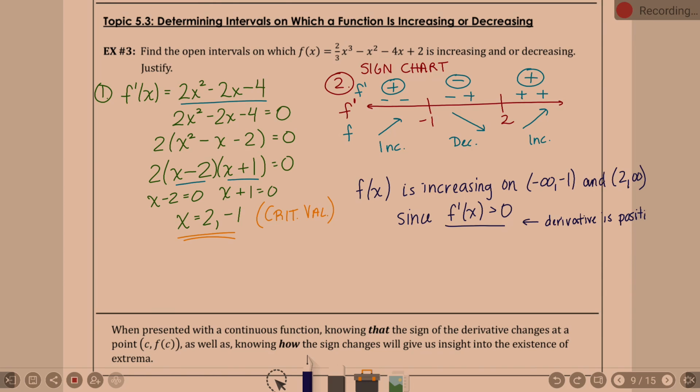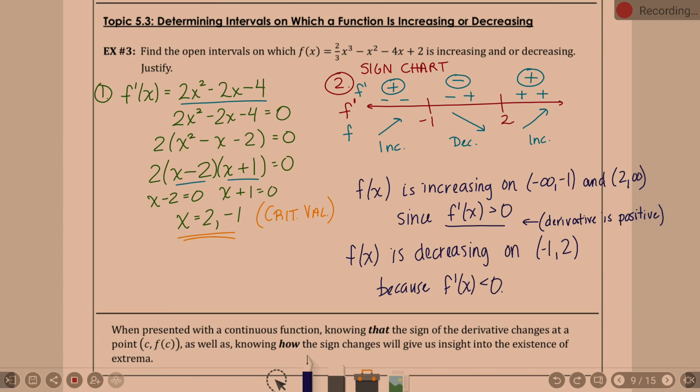Do they want you to just say the derivative is positive? No, you're going to be better off saying f prime of x is greater than 0. Okay? What else do we know? f of x is decreasing on -1 to 2 because the derivative was negative. Since f prime of x is greater than 0. Less than 0. Dang it. You could say since, because, whatever.